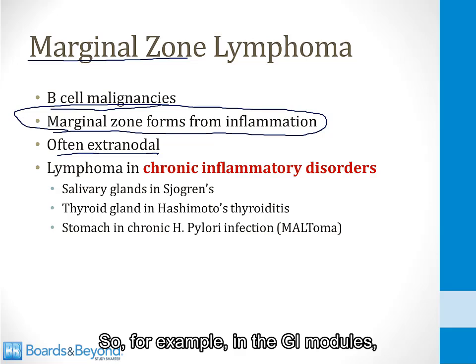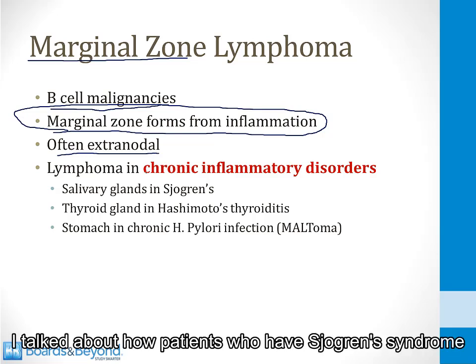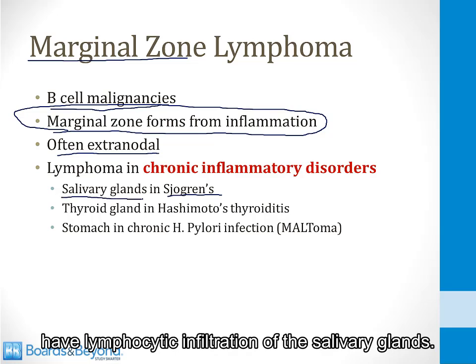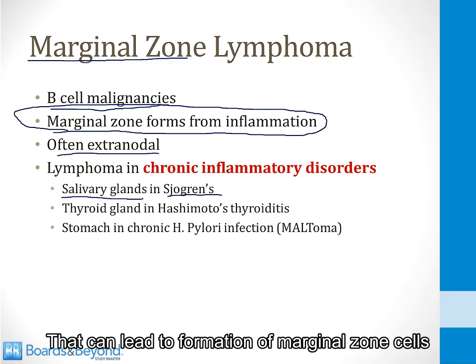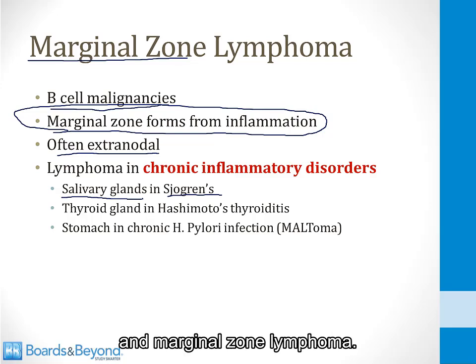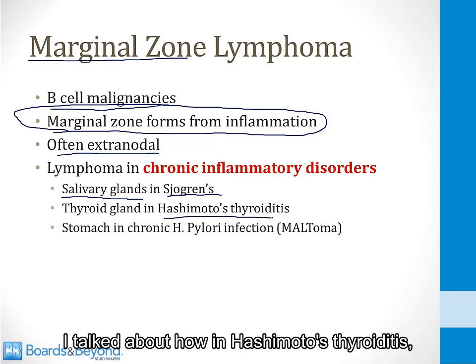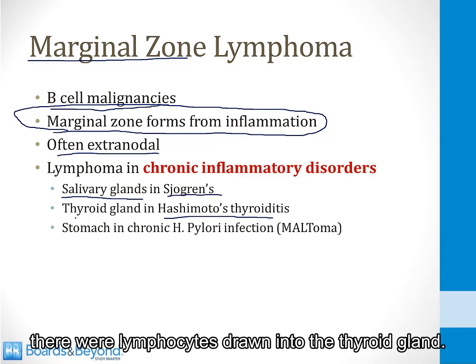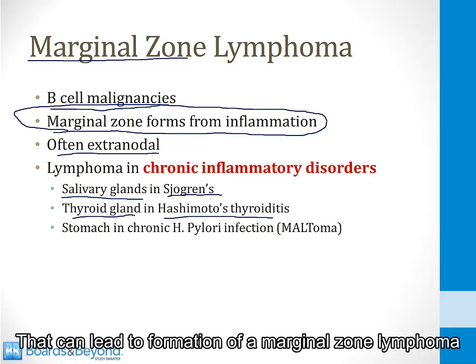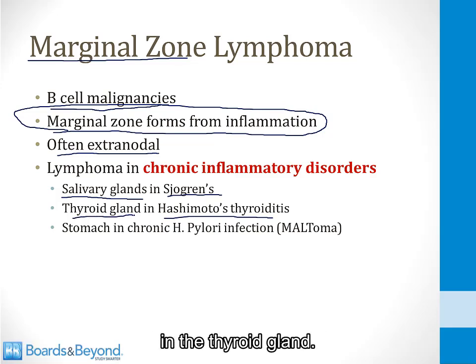So, for example, in the GI modules, I talked about how patients who have Sjogren's syndrome have lymphocytic infiltration of the salivary glands. That can lead to formation of marginal zone cells and marginal zone lymphoma. In the endocrine modules, I talked about how in Hashimoto's thyroiditis, there were lymphocytes drawn into the thyroid gland. That can lead to formation of a marginal zone lymphoma in the thyroid gland.